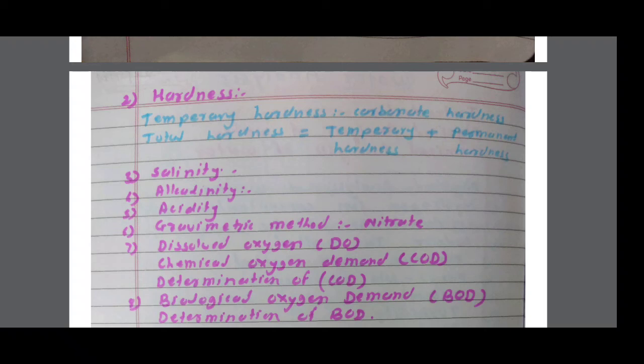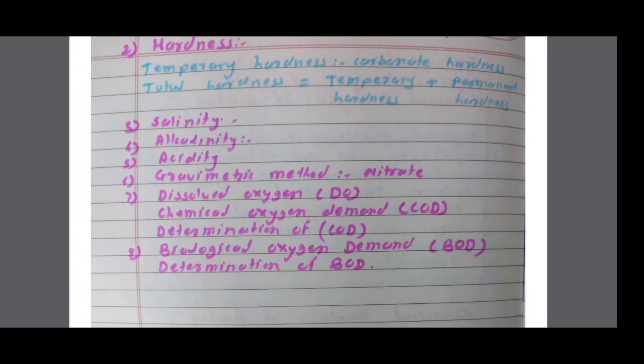After alkalinity, the next point is acidity. Acidity is the power of water to neutralize OH minus ions. It is expressed in terms of CaCO3, that is calcium carbonate. Acidity arises due to pickling liquors, acid drainage, industrial effluents, humic acid, etc. Acidity of water can be determined by titrating the water sample with a standard solution of NaOH.